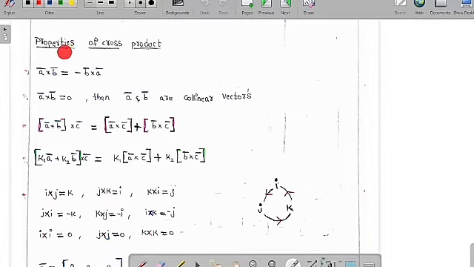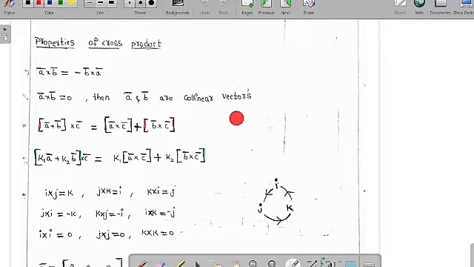Now we will discuss some of the important properties of the cross product. A bar cross B bar is equal to minus of B bar cross A bar. We can see clearly that the cross product does not satisfy the commutative property. Also, A bar cross B bar is equal to 0 when A bar and B bar are collinear or parallel vectors. Whenever two vectors are parallel, then definitely theta is equal to 0.